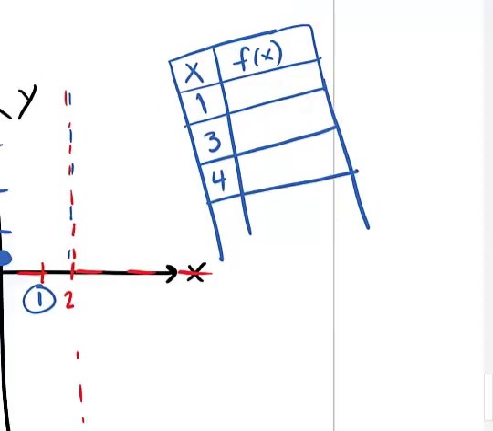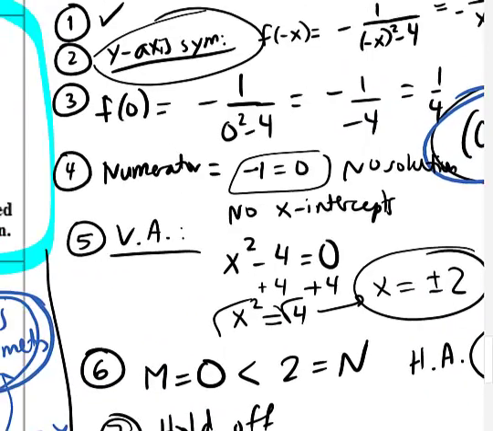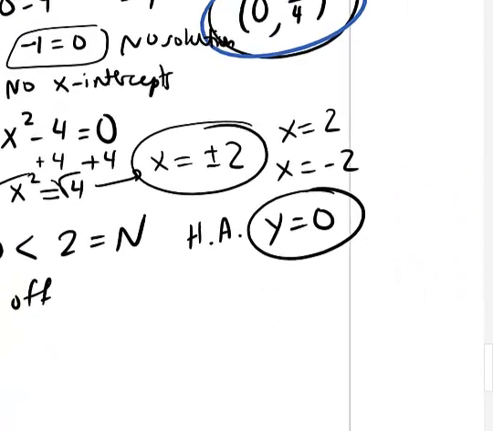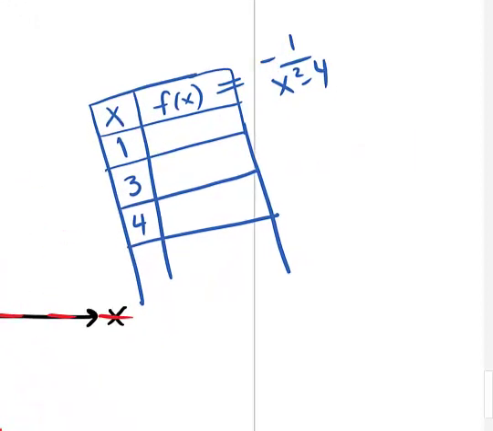If I plug in a 1, what was the function again? I already forgot. It's -1 over x squared minus 4? Yeah. Okay, let's try that. It's -1 over x squared minus 4. What if x is 1? Then the denominator is 1 squared minus 4, which is -3. So it's -1 over -3, which is positive 1/3.